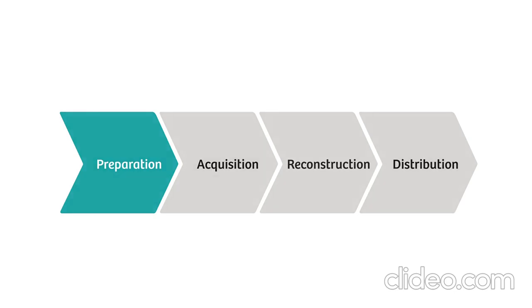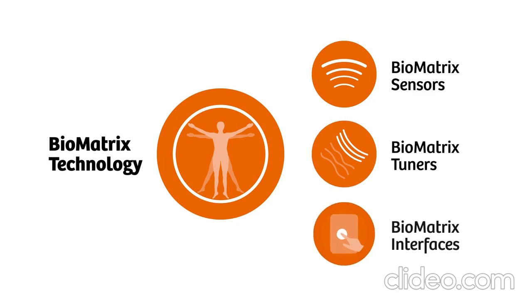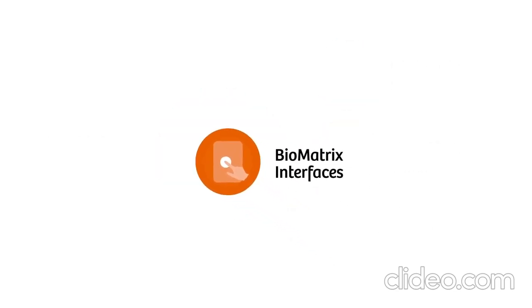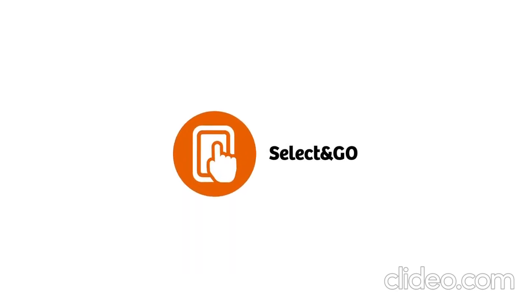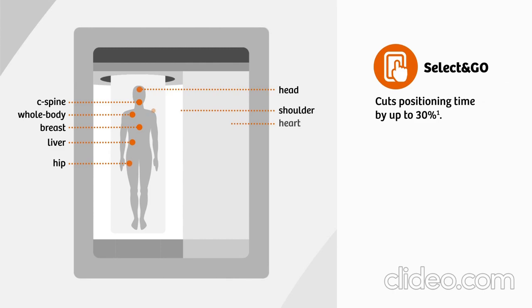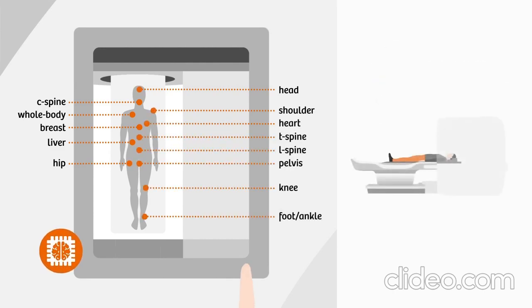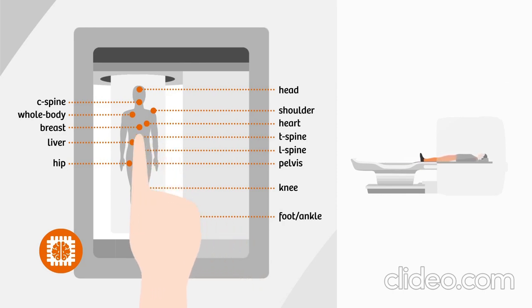Starting with patient preparation. Biomatrix captures and uses individual patient information for a more efficient preparation. For example, the Biomatrix interface Select and Go cuts your positioning time by up to 30%, using patient-specific information and artificial intelligence-based algorithms. Simply select the body region to be scanned, and the patient will be automatically positioned correctly without any additional laser positioning.